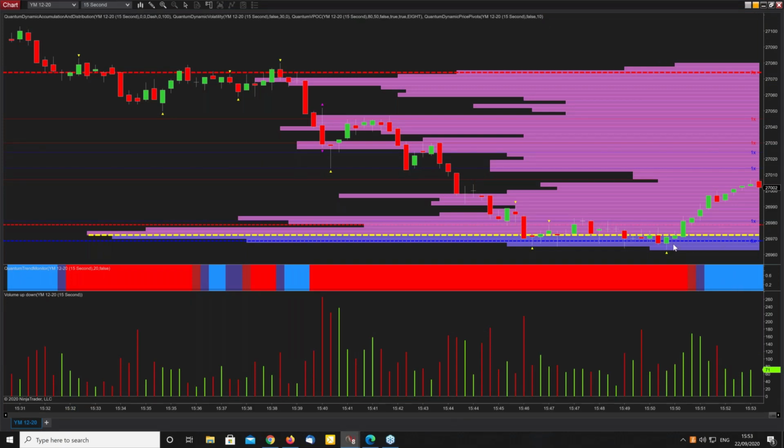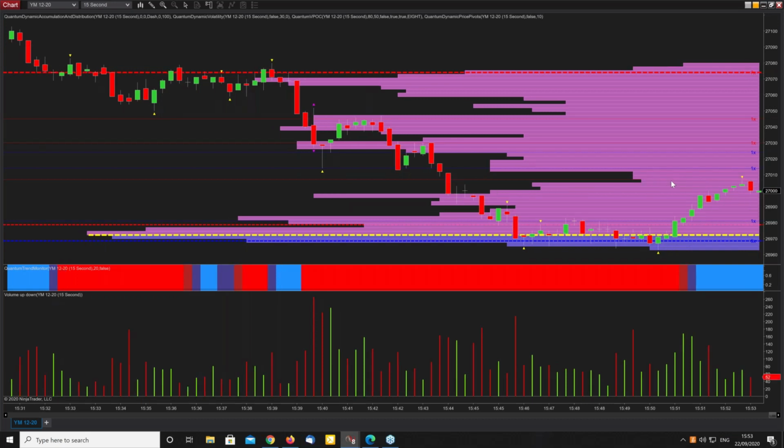The support levels came into play. The resistance has been taken out. We're now trading up around a low volume node on the 15-second. See if we get through there and on back higher.